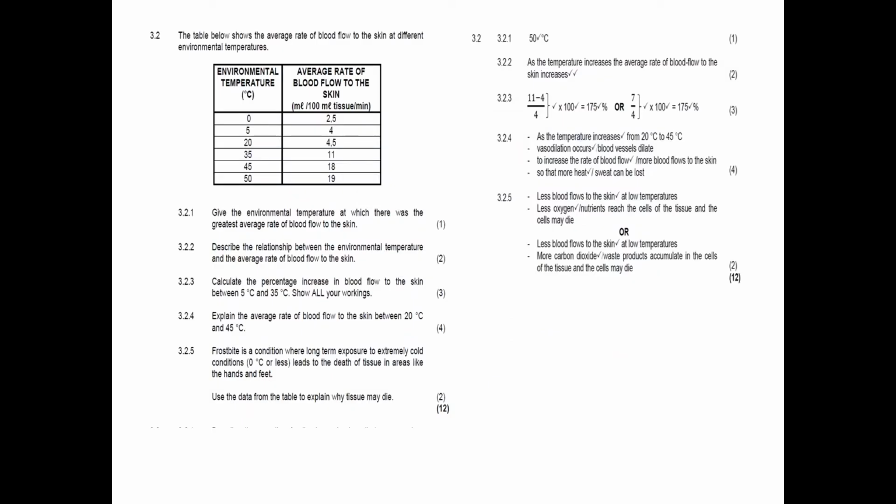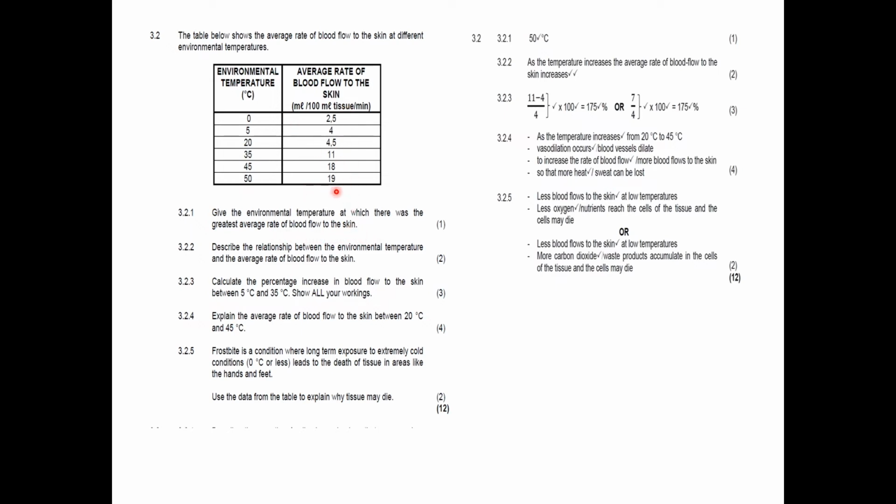Right, let's get down to question 3.2. The table below shows the average rate of blood flow to the skin at different environmental temperatures. Here's the environmental temperature. There's the average rate of blood flow to the skin in milliliters per 100 milliliter tissue per minute. 3, 2, 1. Give the environmental temperature at which there was the greatest average rate of blood flow to the skin.